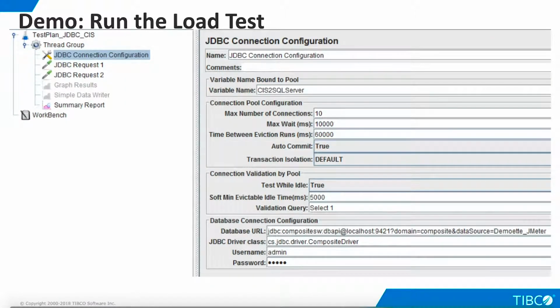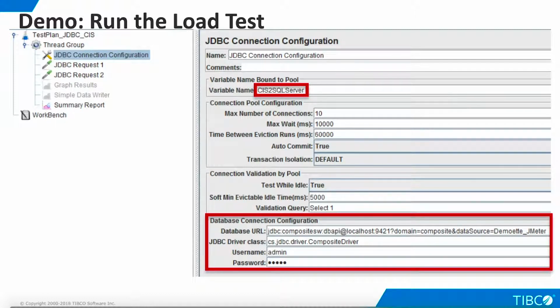Now we can test access through CIS. Do a save as and rename the original test plan so we can use a new version for CIS access. We'll make just a few changes to the original plan. First, create a new variable name for the connection pool to avoid any confusion. Next, change the connection details as shown here.